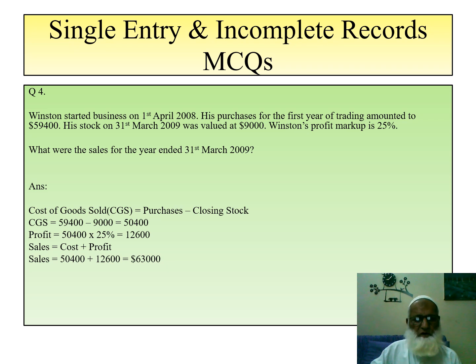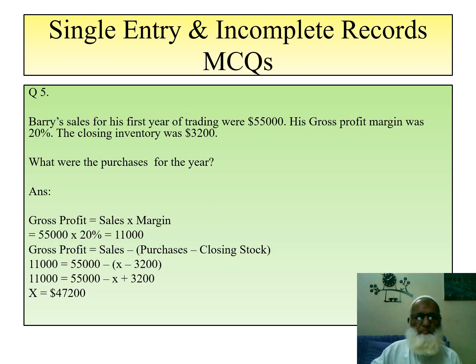There is no opening stock as this was the start of his business. So cost of goods sold is equal to 59,400 minus 9,000. This is the cost of goods sold, and the profit is 25%. So 50,000 multiplied by 25% is 12,600. The sales will give us the cost of goods sold plus the profit. We get the sales figure 63,000. Okay. Now to the next slide.